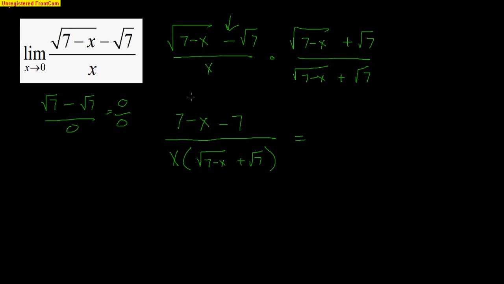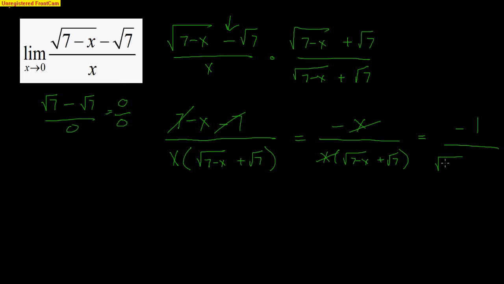And let's see here. First thing that's going to happen is the 7's cancel on top, and I get negative x over x times the square root of 7 minus x plus the square root of 7. Now the x's cancel, and that's exactly the problem I needed to get rid of. So I got a negative 1 on top, and on the bottom I got the square root of 7 minus x plus the square root of 7. Now what happens is I got rid of that problem. I could redo this limit with this nicer, cleaned up, no problem function, and I should get a nice, clear answer. So I plug in 0.